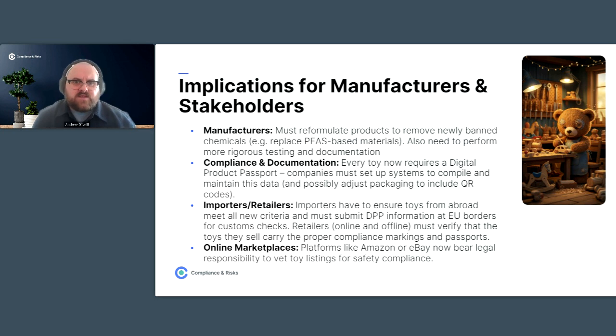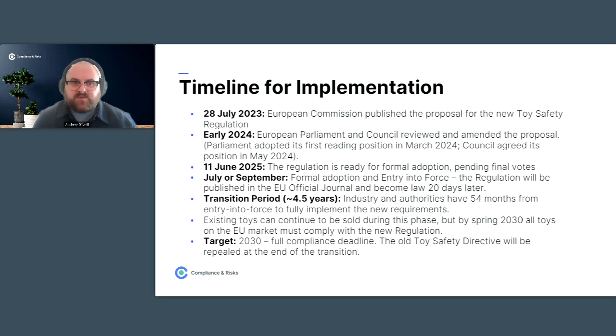So we'll continue on now. So the timeline for implementation. We'll go over the key milestones for the regulatory changes, so everyone knows what to expect.